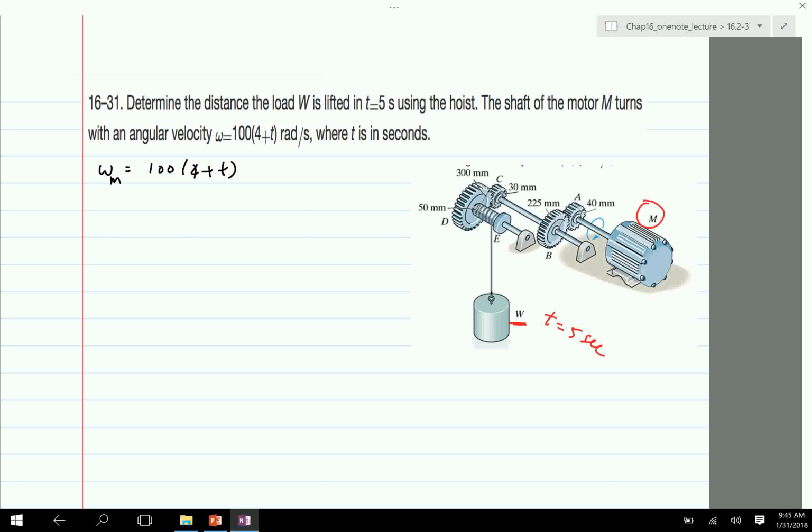So again, what we can do is take two routes. One is, we are given the angular speed of this motor, so we can go through all this gearing and find the angular speed of E, which will be a function of time, and then integrate over 5 seconds to find the distance moved. The other way is to first find the angle turned by this motor in 5 seconds, and then use the same relation between radius and angle turned. We just use that one. But both of them will give the same answer.